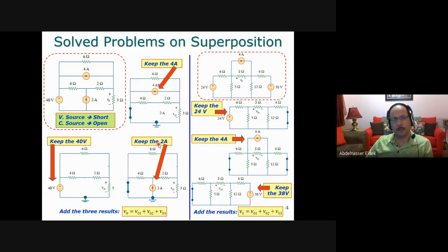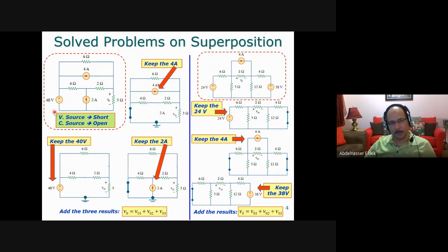So this is superposition. But the question here is, how can I turn off a source? What's the meaning of turning off a source? In the lab, it's very easy, you just turn off the source. But in a circuit, what is the meaning of turning off a source? If it is a voltage source, you replace it by a short circuit. And if it is a current source, you replace it by an open circuit.